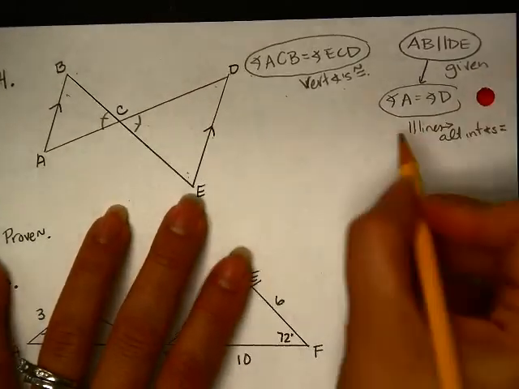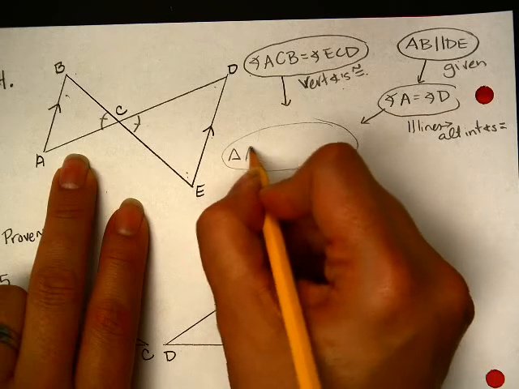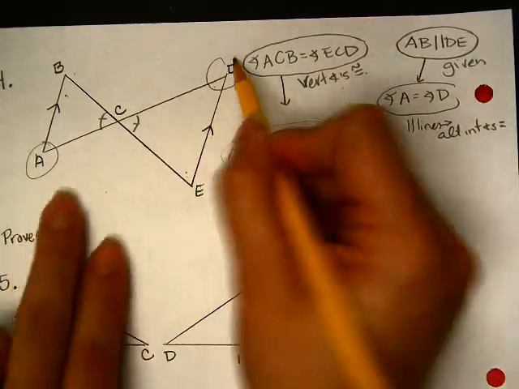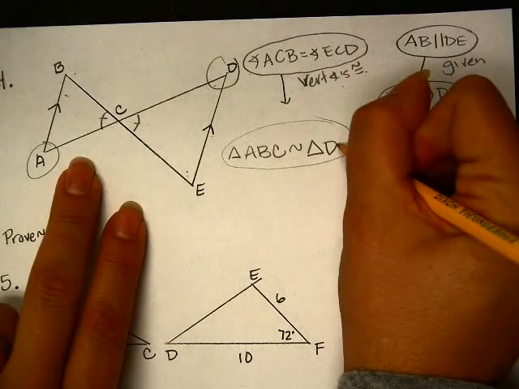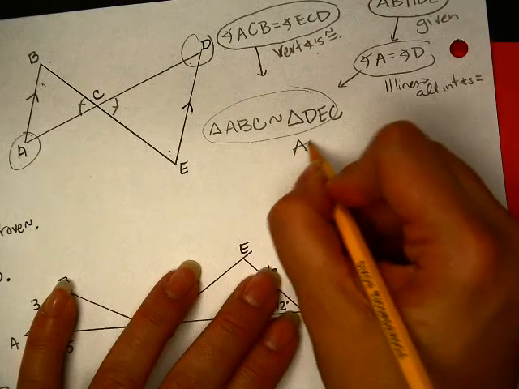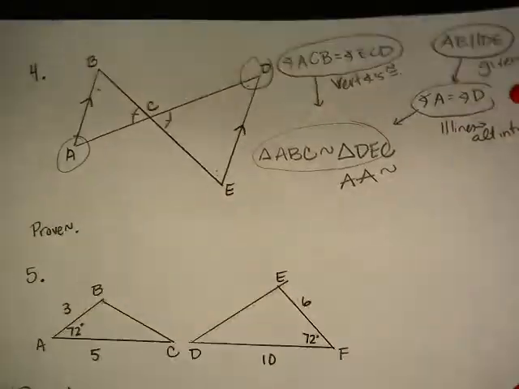So I have an angle and an angle coming in, and we would say triangle ABC is similar to triangle DEC. A and D are what go together, so I need to be careful. And the reason for that is AA similarity.